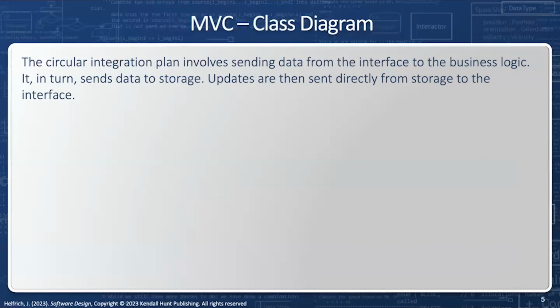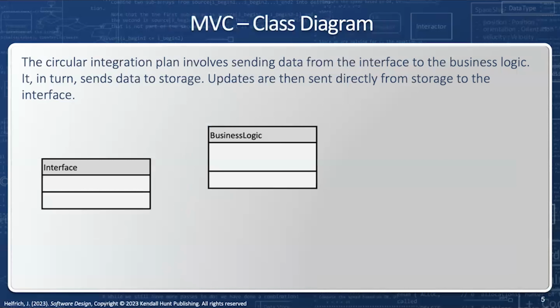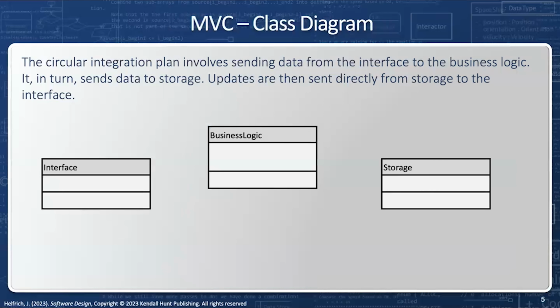Now let's take a look at the same thing again, this time from the perspective of a class diagram. So we're going to have the interface, we're going to have the business logic, and we're going to have the storage classes. Now, the interface is going to have an instance of the business logic. So if the interface needs to send data to the business logic, it can, and there's going to be exactly one of those. And the business logic is going to have many possible interfaces.